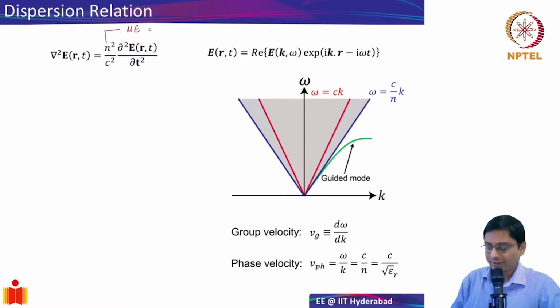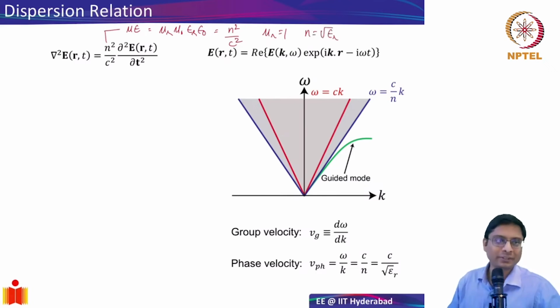So mu is essentially relative permeability times mu naught. And similarly, epsilon is epsilon relative times epsilon naught. And so this will essentially turn out to be n square by c square, because we saw that mu naught epsilon naught is 1 by c square. And mu relative is 1. In this case, there is no magnetic response. And n is root of epsilon r. So this is just a different form of writing the wave equation. There's no big difference.